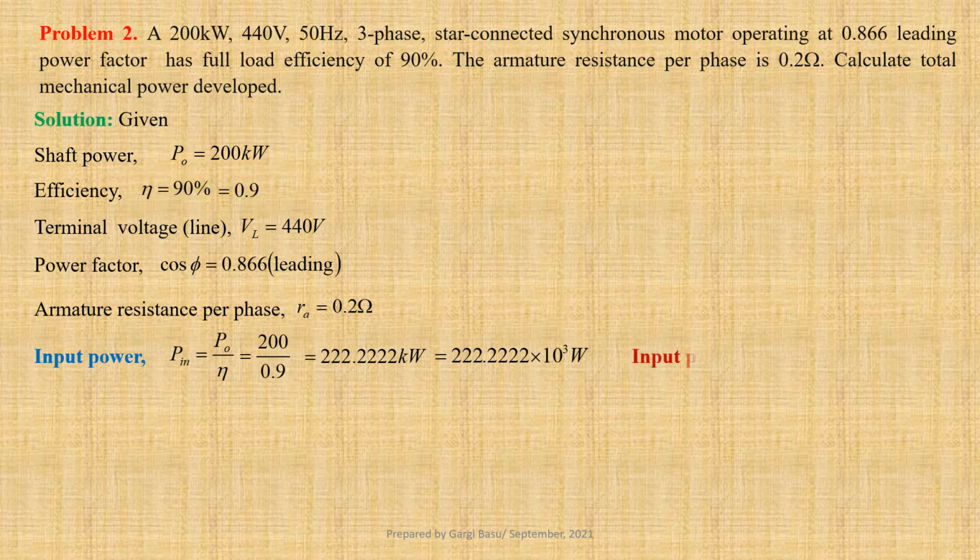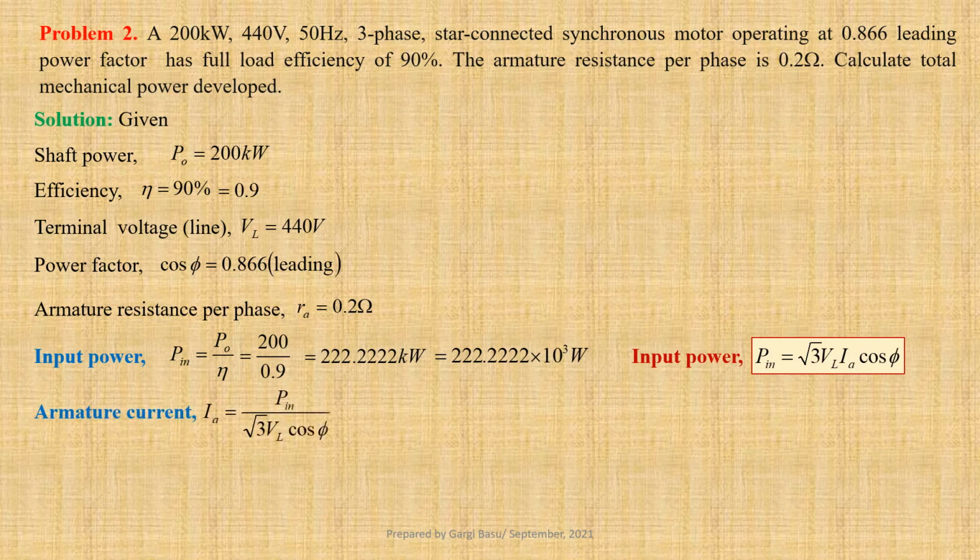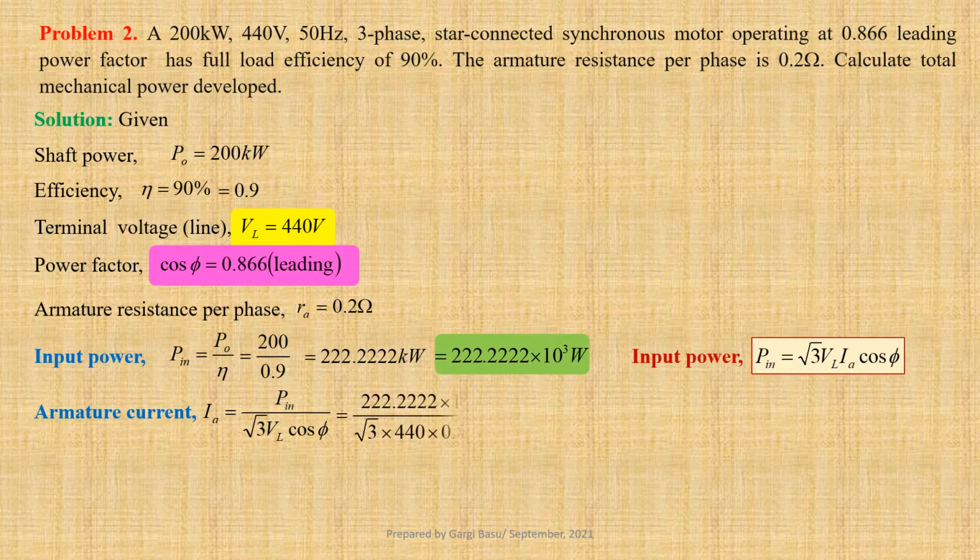Since input power Pin equals root 3 times VL into Ia cos phi, we get the expression for armature current. Ia equals Pin divided by root 3 times VL into cos phi. Using values we get 222.2222 into 10 to the power 3 divided by root 3 into 440 into 0.866, that gives us 336.71 ampere.